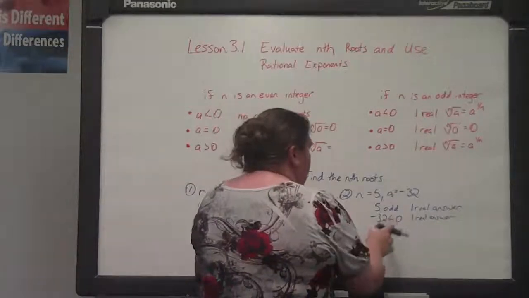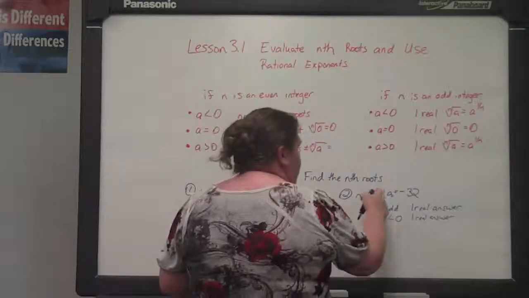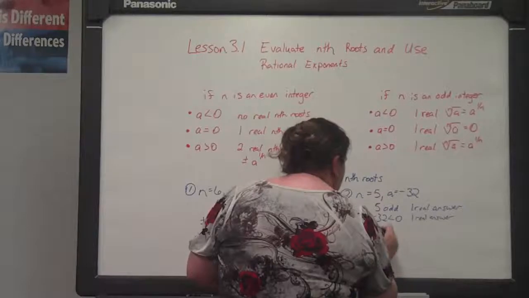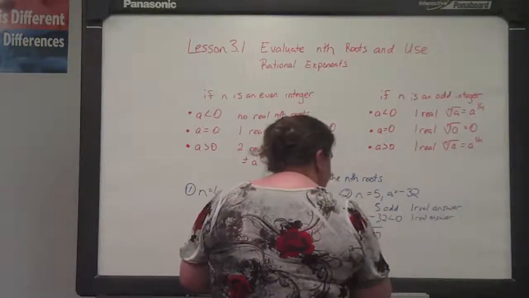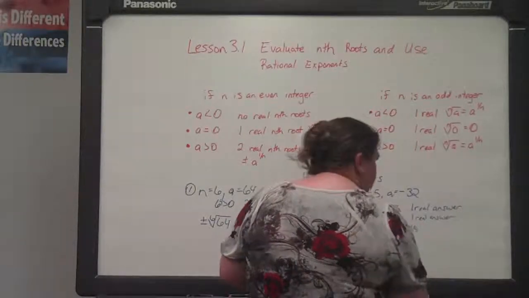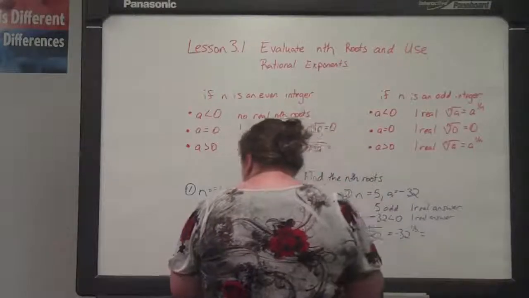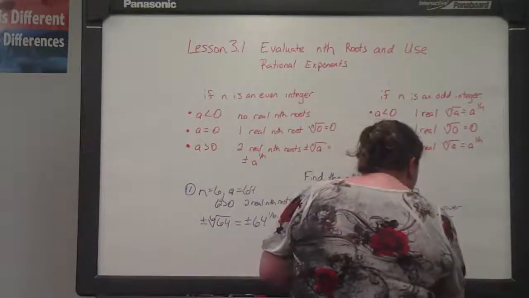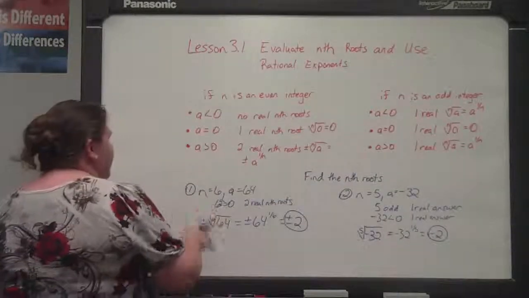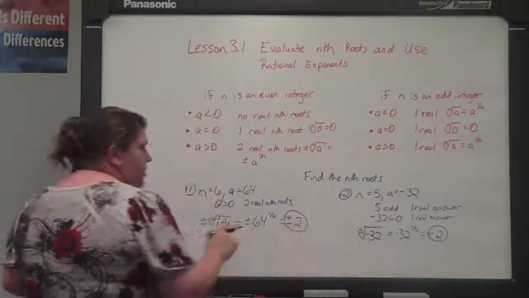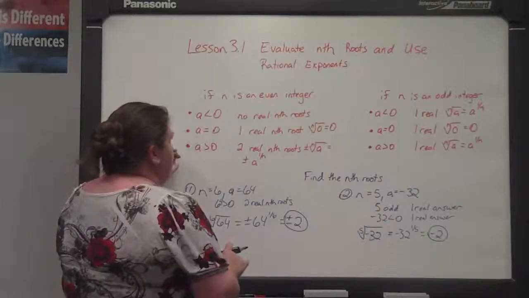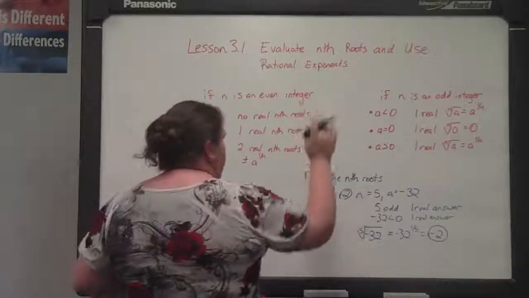Coming back over here, I want to go ahead and write this. Remember, the n goes in my check mark. So I can say the 5th root of negative 32, or I can say negative 32 to the 1/5 power. And that is going to give me just negative 2. And so with both of these, an even and an odd, you can see how it will be good to remember the points that they give you up here when it's an even integer and when it's an odd integer.